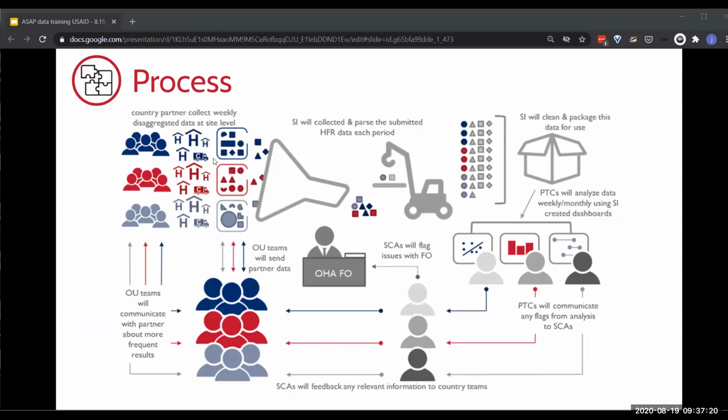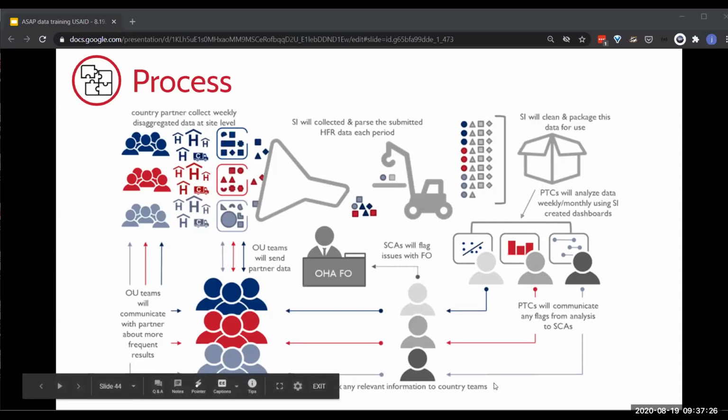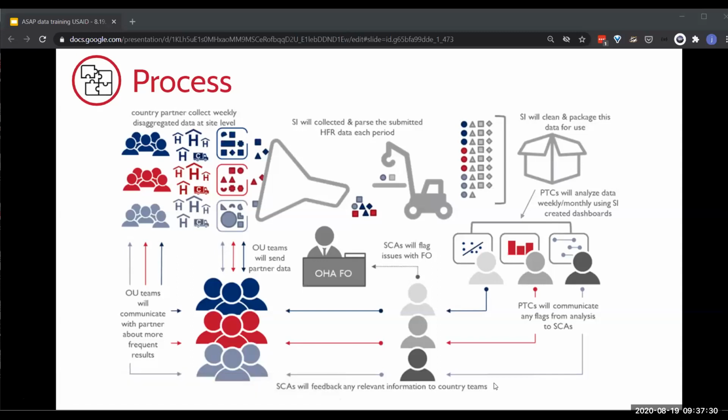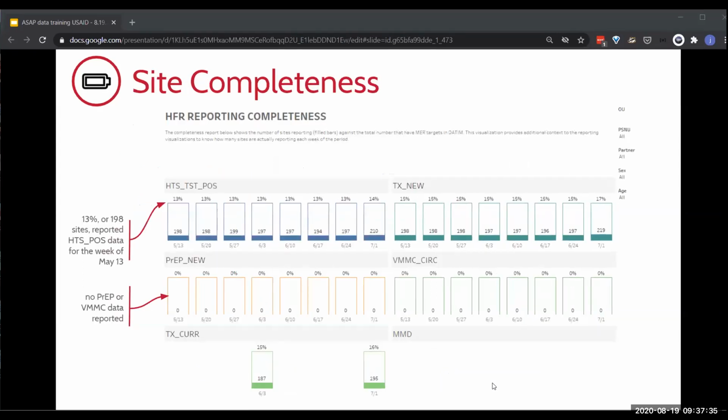And what we do is we do a lot of processing on our side, but then the idea is that the results flow back to you. So you can see, we want this to be useful for you. And so we try to make the results as easy to share back as possible. One of the things we look at is site completeness. This is if the site had a target for a particular indicator, did the site also have a result? So basically, what is the reporting completeness for HFR?